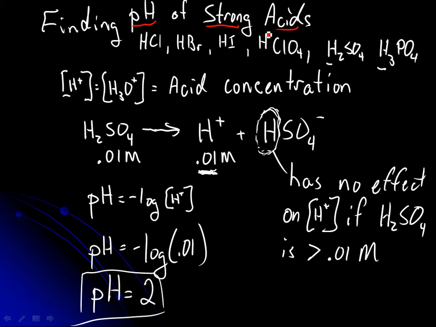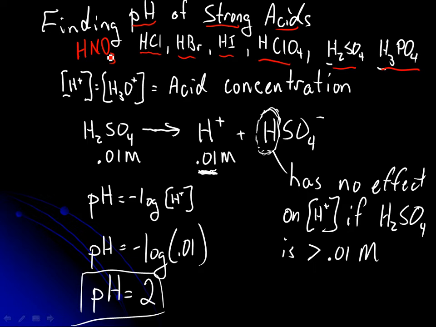And so this is just a list of strong acids and strong bases: hydrochloric, hydrobromic, hydriodic, perchloric, sulfuric, phosphoric, and it looks like I've left off here nitric, HNO3.